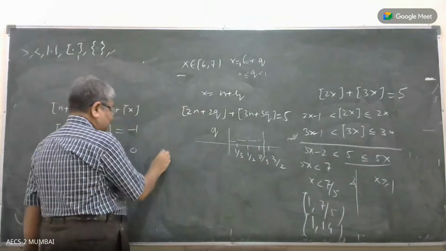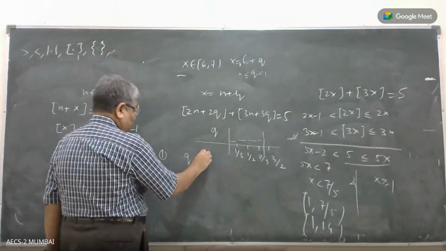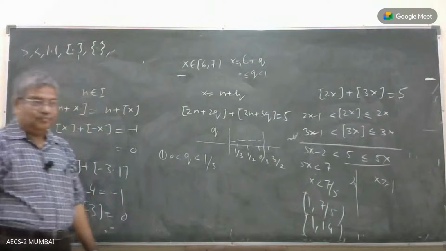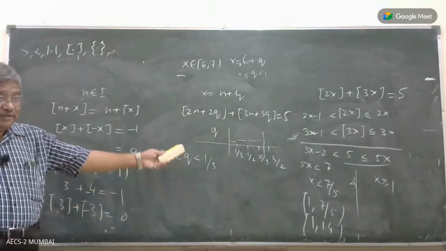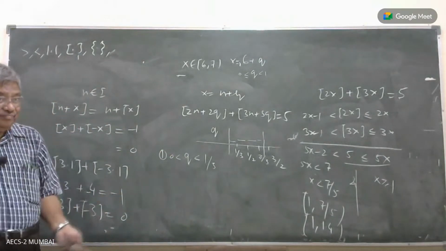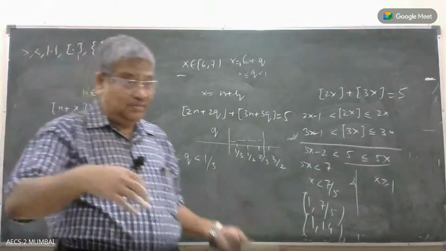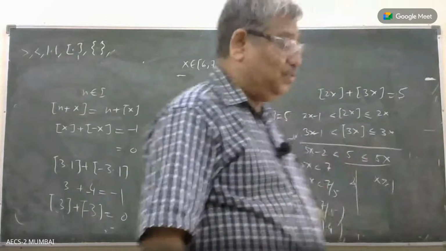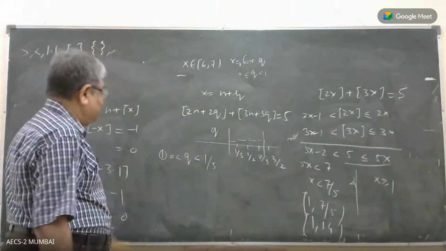So let us see the first interval. Q is less than 1 by 3. See this, this problem may become lengthy. If it is INMO, maybe a more interesting problem is asked. So first you do estimation and then do the rest.